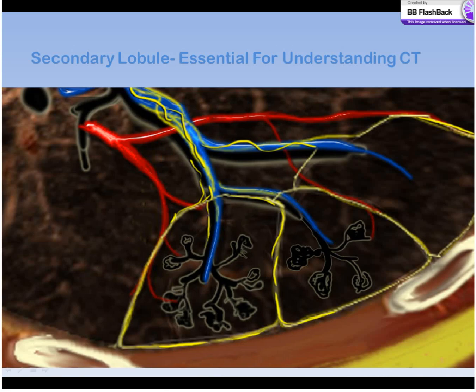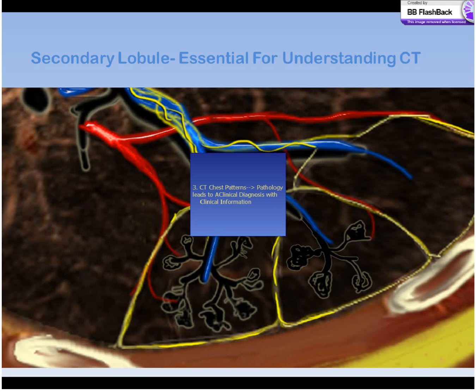So this is the most important slide, and the reason is that most of the CT chest abnormalities can be explained, 1, by terminology, by understanding this diagram, 2, pathologically, and 3, clinically.